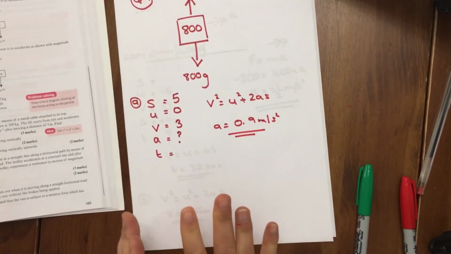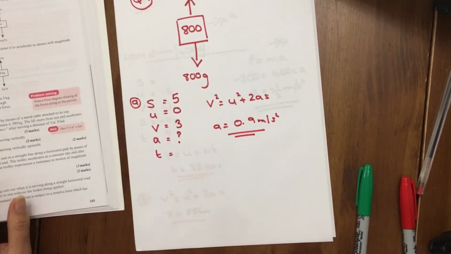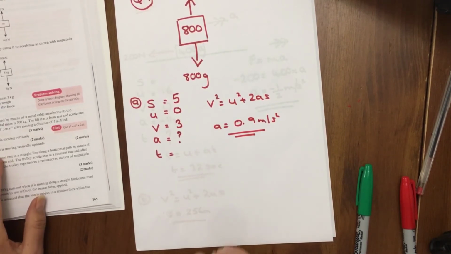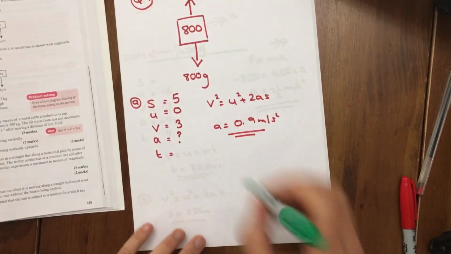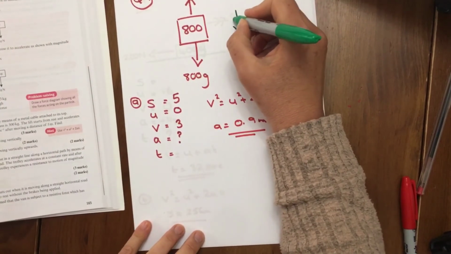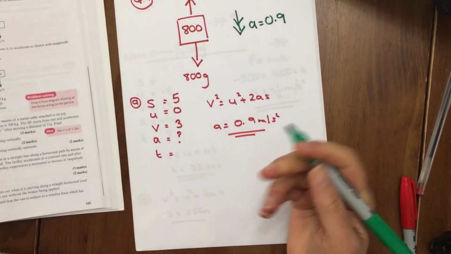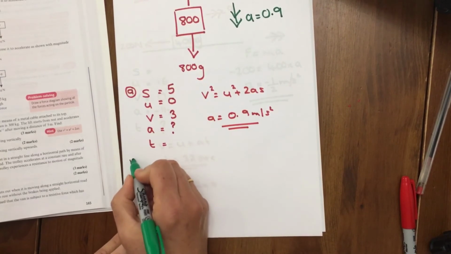And this is the last question I'm going through, but a really important one for you to listen to. Right, part B. It says find the tension in the cable if the lift is moving downwards. Okay, so let's put our acceleration going downwards, and we've worked it out to be 0.9, whether it's going up or down. So, part B.